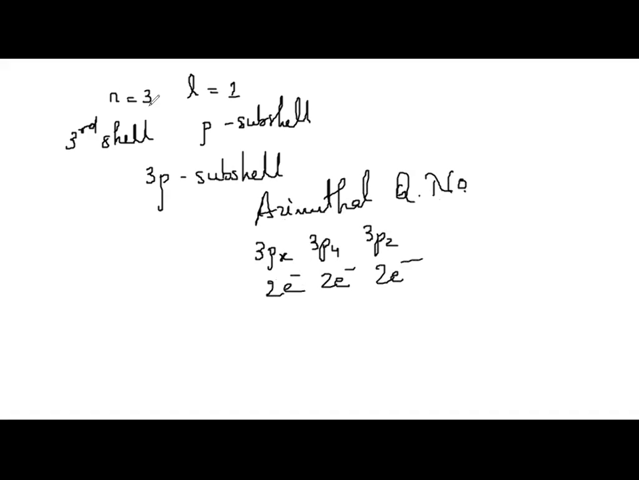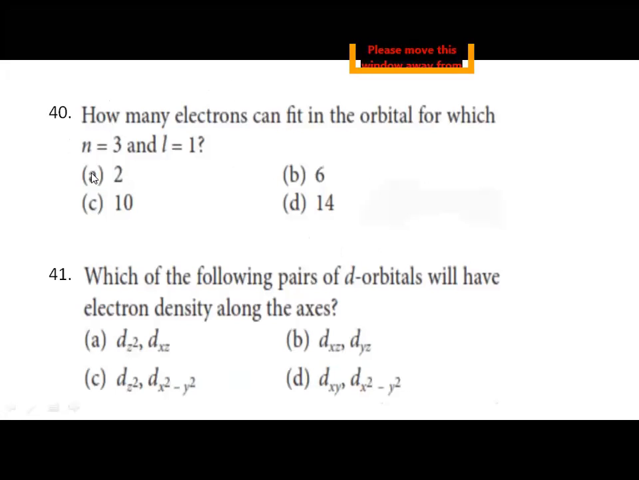So for n is equal to 3 and l is equal to 1, the subshell is 3p, and a particular 3p orbital will have how many electrons? Sorry, 2 electrons. It will have only 2 electrons.